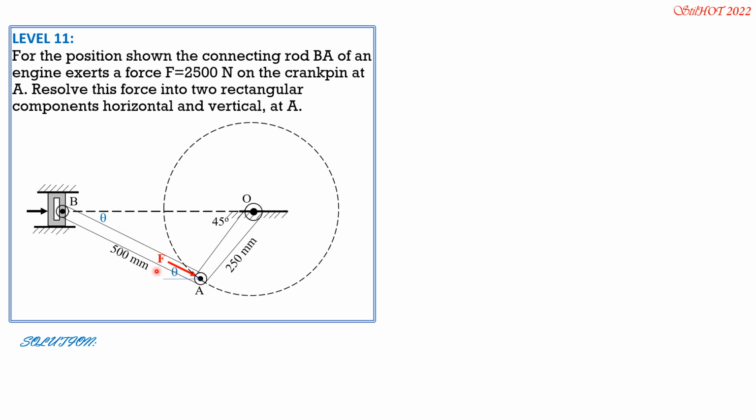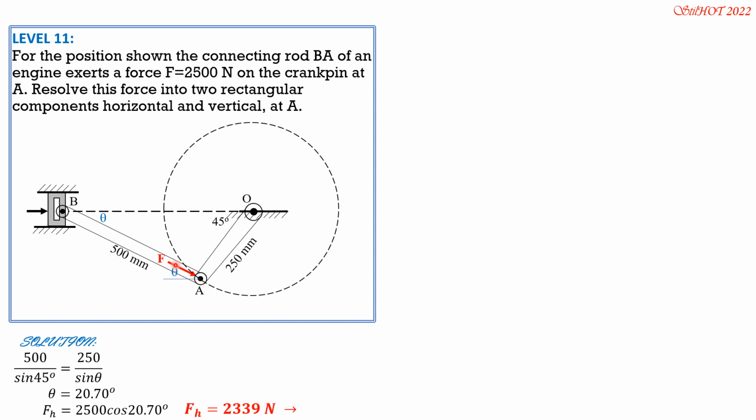So I'll call that theta. That is also theta. Then to solve for theta, let's deal with this triangle here by sine law. 500 over sine 45 degrees equals 250 over sine theta. So theta is 20.7 degrees. Therefore, FH is F cosine of theta, and it is rightward. So 2500 cosine of 20.7 degrees. So FH is 2339 newtons rightward.